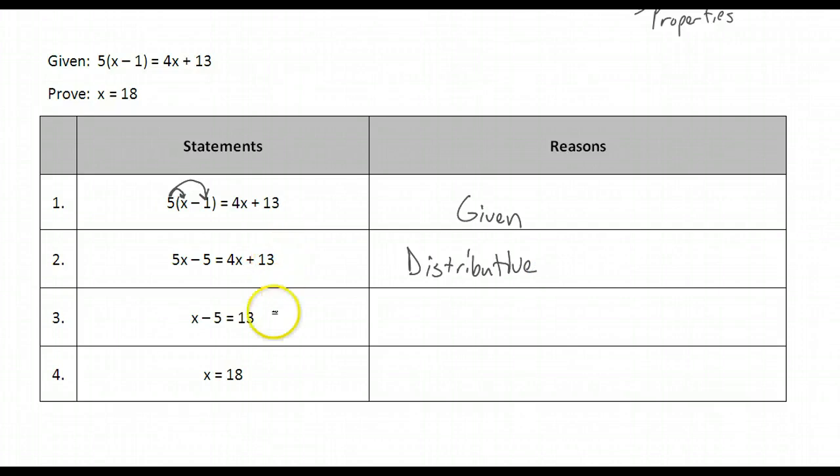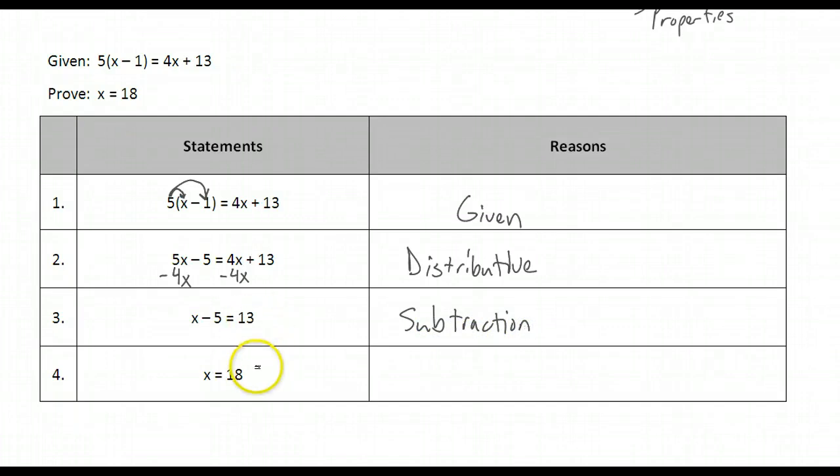Now to move from step 2 to 3. This 13 hasn't changed. This minus 5 hasn't changed. What's changed is this 5x has turned into x. And this 4x on the right side has disappeared. Well, what allows me to get rid of this 4x? Well, if I want to get rid of this 4x, I'm going to have to subtract 4x. And if I subtract 4x from the right side of my equal sign, I have to subtract 4x from my left side. 5x minus 4x is x minus 5. 4x minus 4x is 0, plus 13 is 13. What allows me to subtract 4x from both sides? The subtraction property of equality.